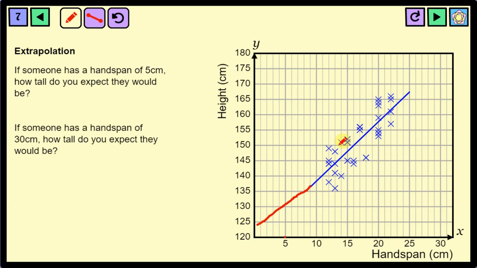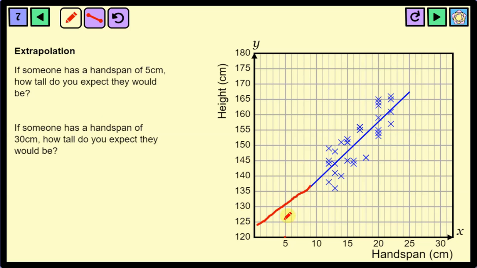But if you look at all the stuff in the stock markets, they're constantly going up and down. So if you're trying to extrapolate and predict the future or predict the past or predict handspans of people outside of your data range, it's quite a dangerous thing to do. You can't trust the data outside of your data. You have no idea what's going to happen.